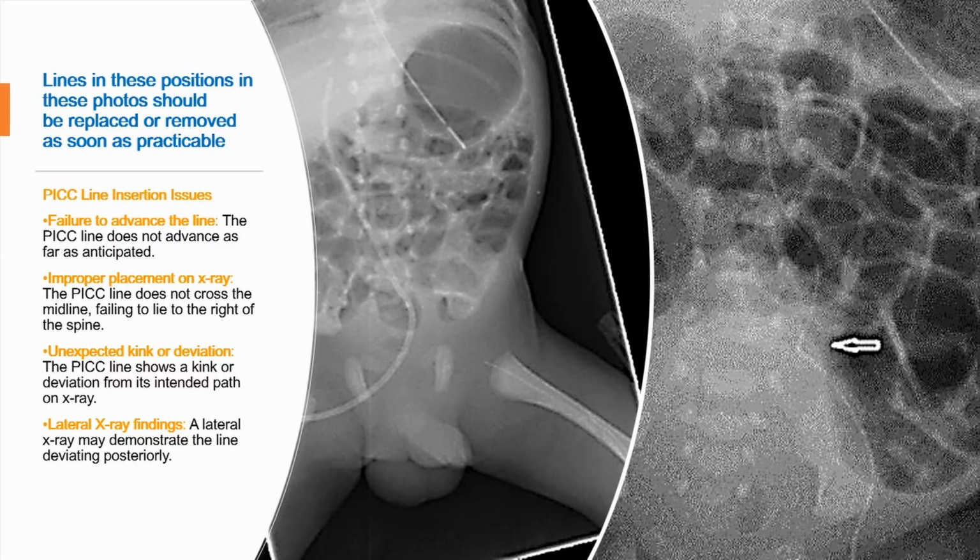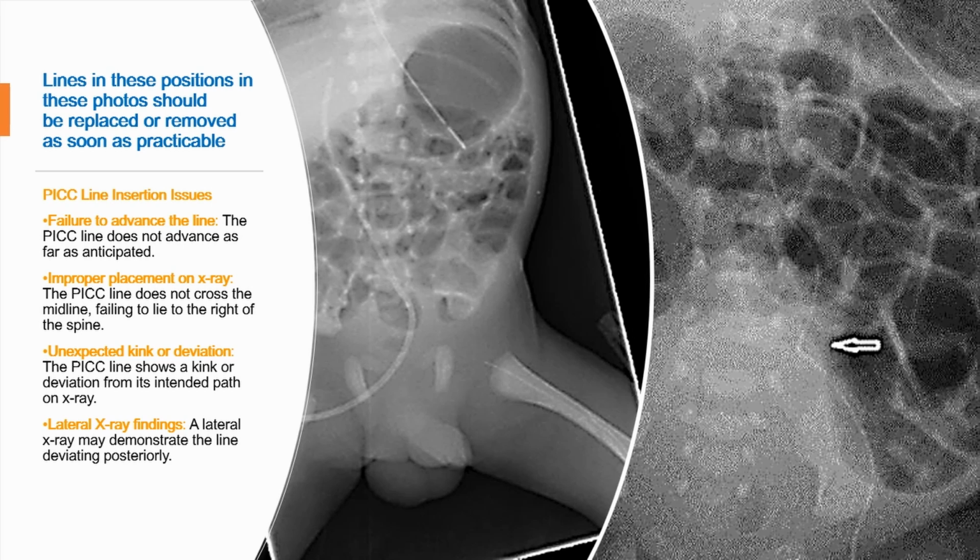PICC line insertion issues. Failure to advance the line. The PICC line does not advance as far as anticipated. Improper placement on X-ray. The PICC line does not cross the midline, failing to lie to the right of the spine. Unexpected kink or deviation. The PICC line shows a kink or deviation from its intended path on X-ray.